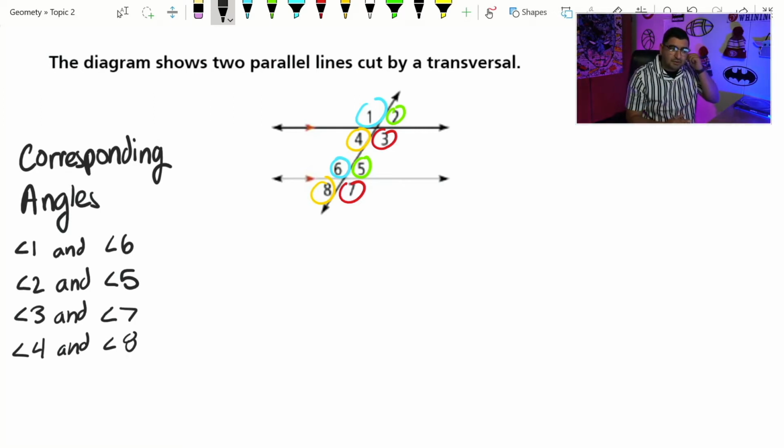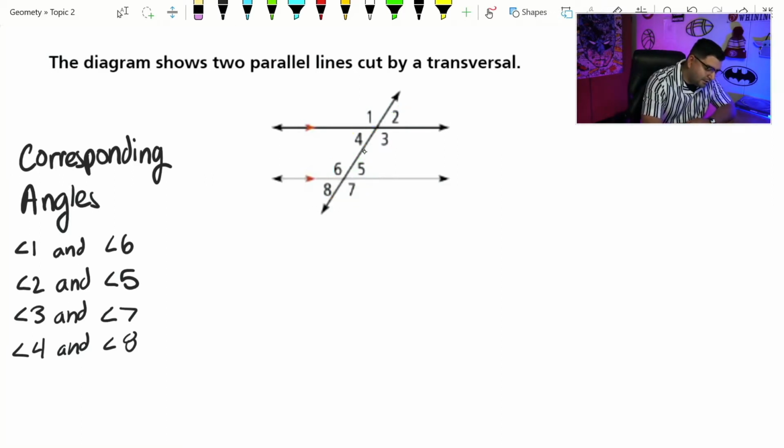And we'll get more into how they're related to each other and what special properties they have in other videos when we address corresponding angles theorems. But today, we're just discussing that these are corresponding angles. That's what we call these angles. Now, let's talk about alternate interior angles.